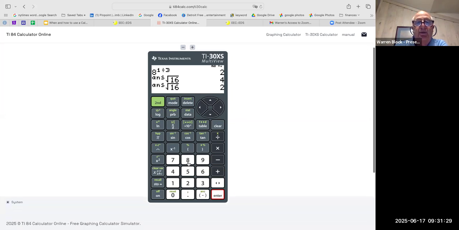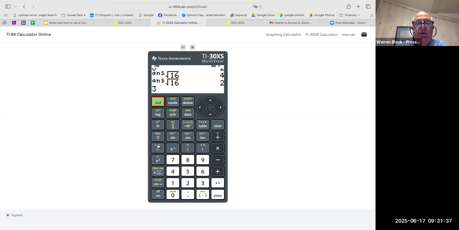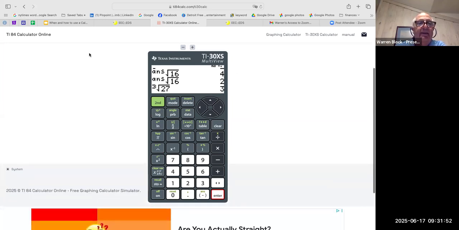If I want to do the cube root, I can go cube root 3rd, that hat button, and that gives me the 3rd root of 27. Okay. All right. What other?